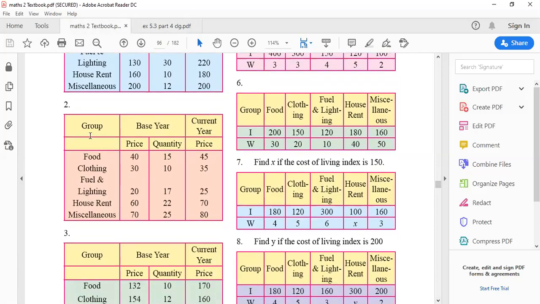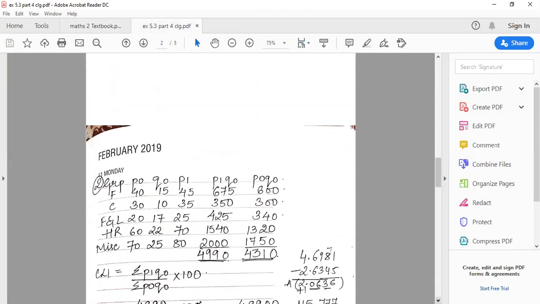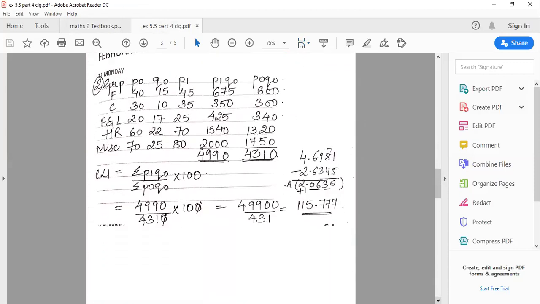Again, there are 3 columns: group, base year price, quantity of base year, price of current year. So again, there is no need to prepare. So now we'll be preparing 2 columns: P0, Q0, P1, Q0. So here's the second sum. Sum number 2. So as you can see, I've prepared the 2 columns P1, Q0, P0, Q0.